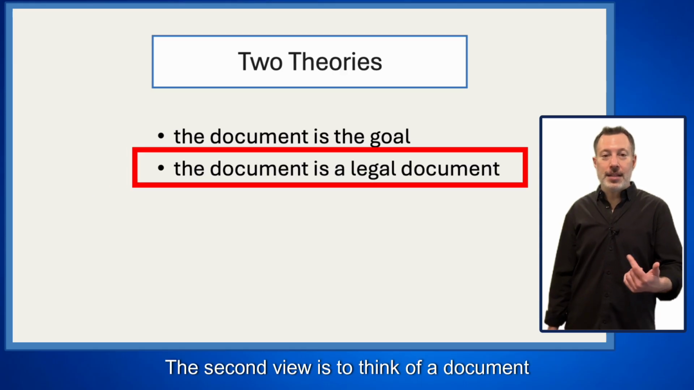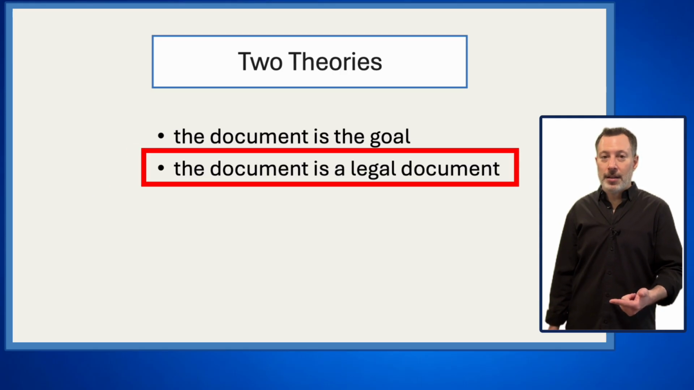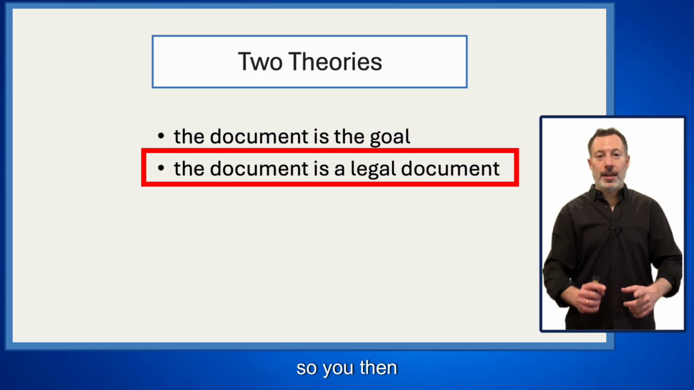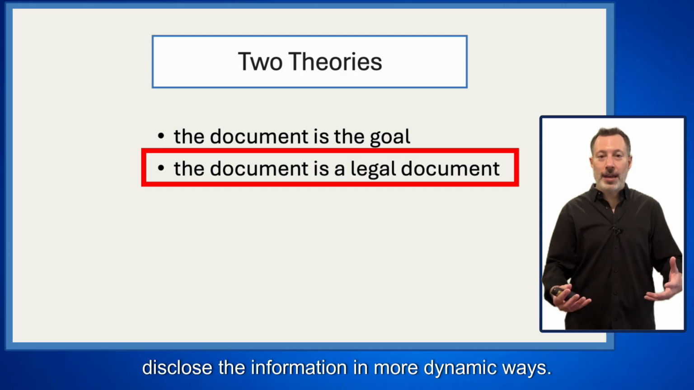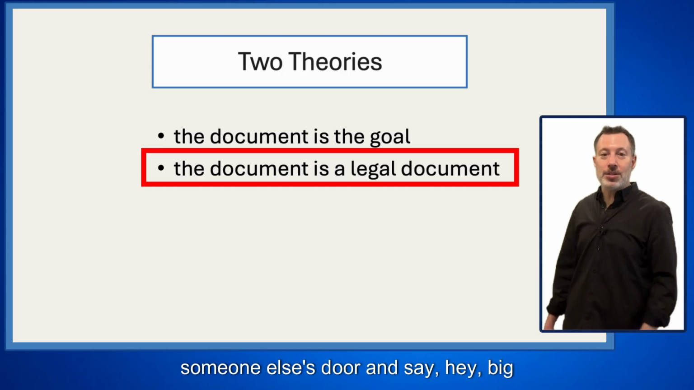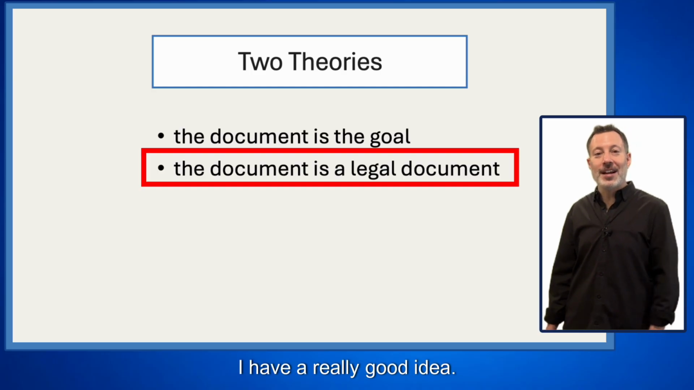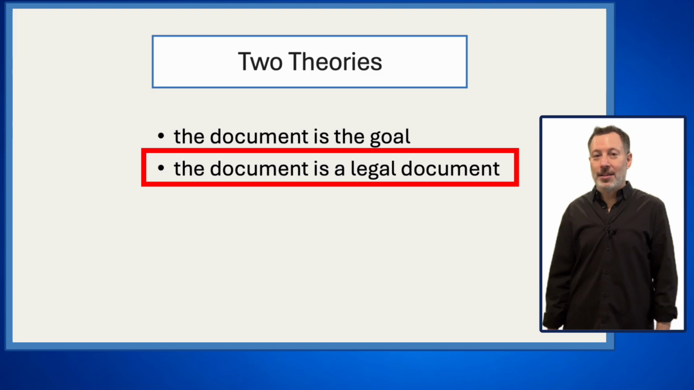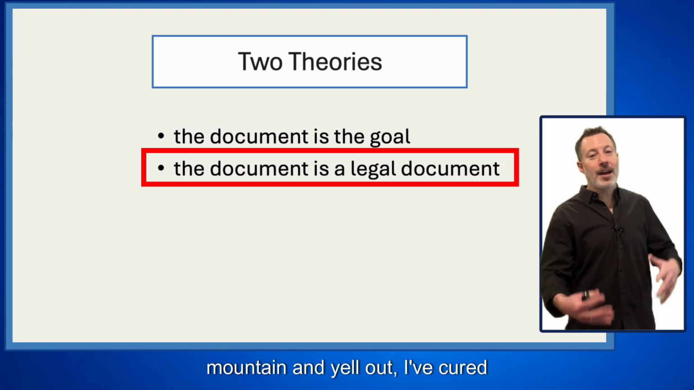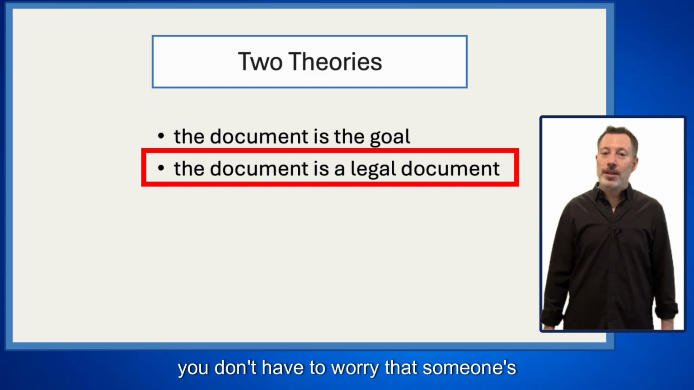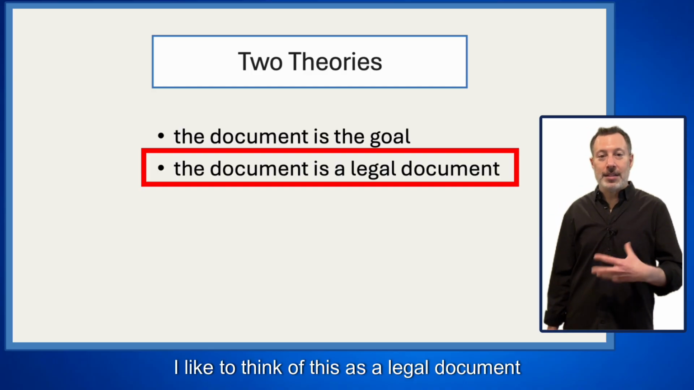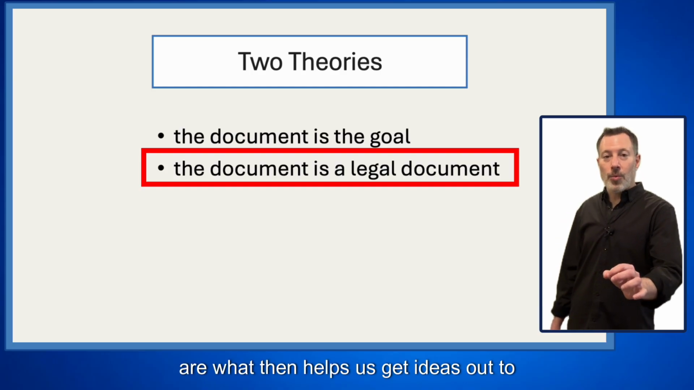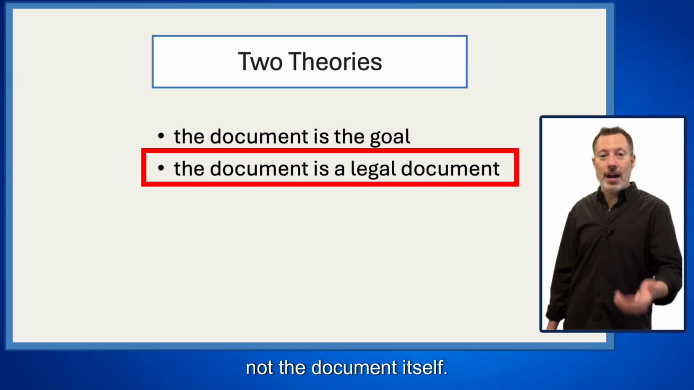The second view is to think of the document as a legal document. Under this view, the reason we're doing all of this is we want to give you patent rights so you then disclose the information in more dynamic ways. Once you have a patent, you can knock on someone else's door and say, hey, big company, I have a really good idea, let me show you. And you don't have to worry that they're going to steal it from you because you got a patent. You could climb to the top of the nearest mountain and yell out, I've cured Alzheimer's, and you don't have to worry that someone's going to take the idea from you. I like to think of this as a legal document that creates rights, and the rights in turn are what then help us get ideas out to other folks, not the document itself.